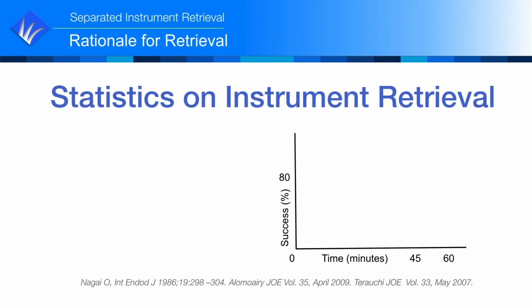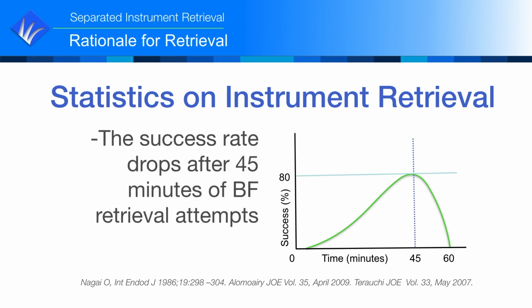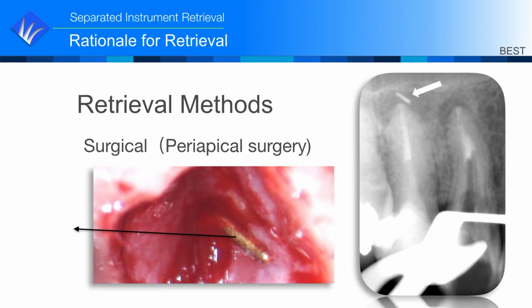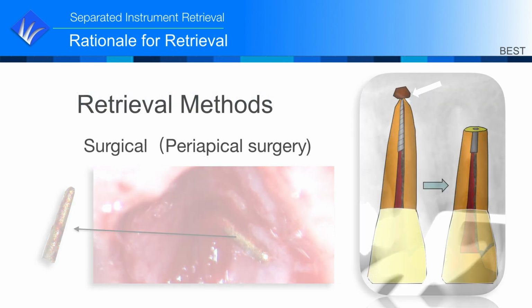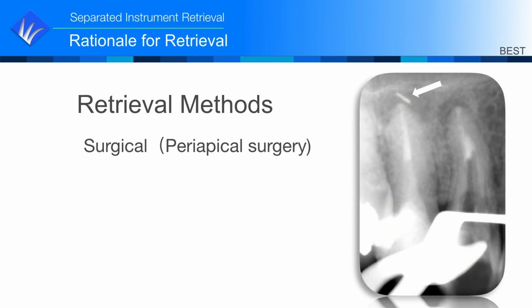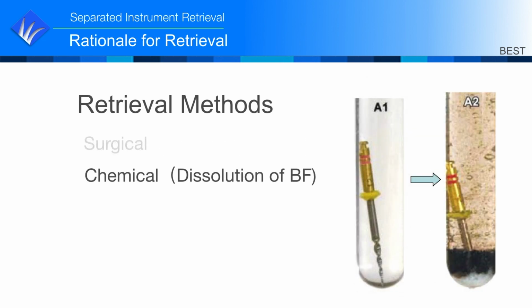Let's look at the statistics from multiple studies on instrument retrieval. Retrieval time was between 3 and 60 minutes. The success rates were 80%, and the success rate drops after 45 minutes of broken file retrieval attempts. While I disagree that surgical file retrieval is the last resort, conventional file retrieval causes much less post-op discomfort. Also, surgical removal of broken files will often require severe shortening of root structure unless broken files are located in the apical 3 millimeters. Chemical removal takes too much time to dissolve the entire instrument.